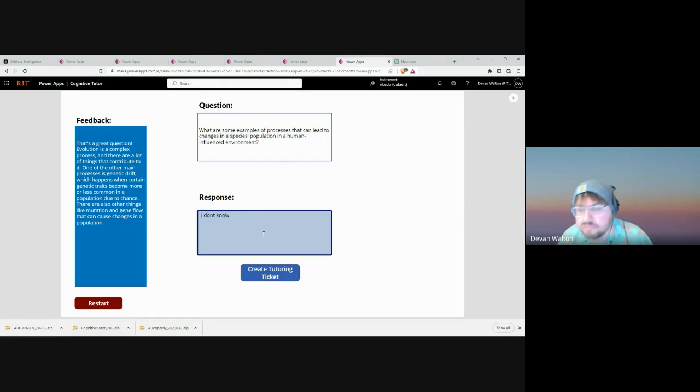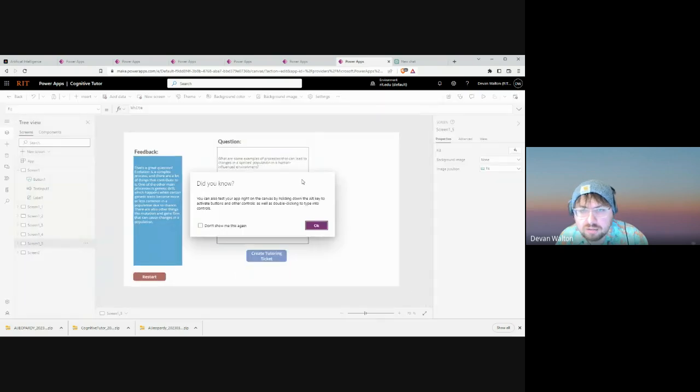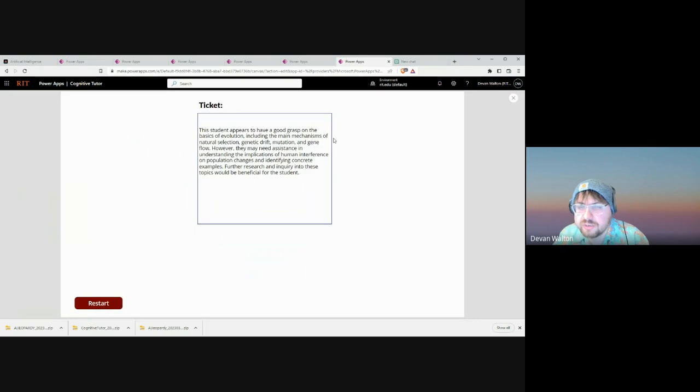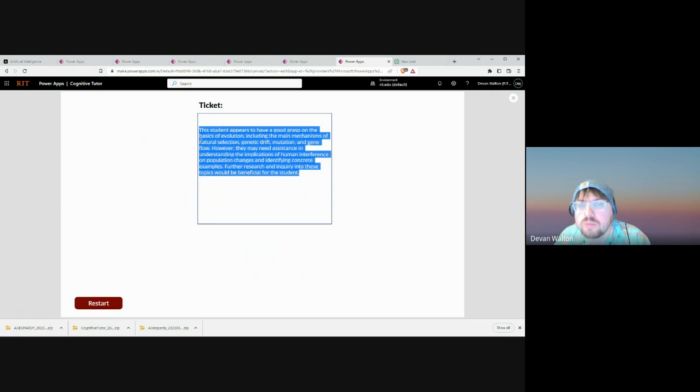is it will actually create a tutoring ticket at the end that summarizes where our misconceptions are. In theory, this ticket would be forwarded to a human tutor who would be able to look at this and quickly get an understanding of where this particular student is struggling, and would be able to provide more personalized and tailored help to that student, just faster.